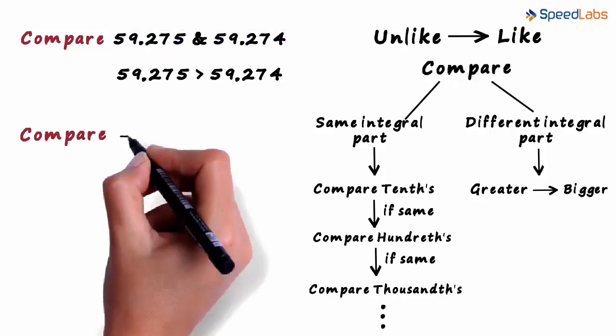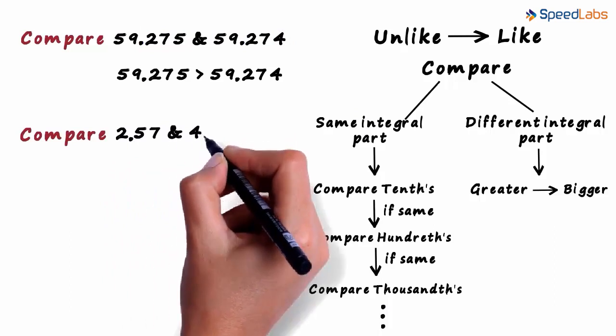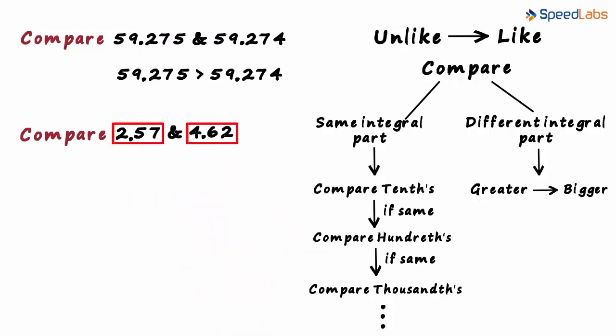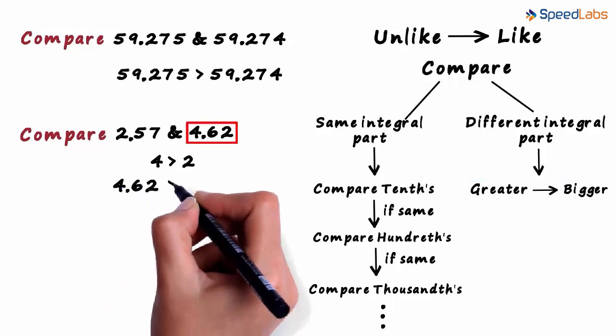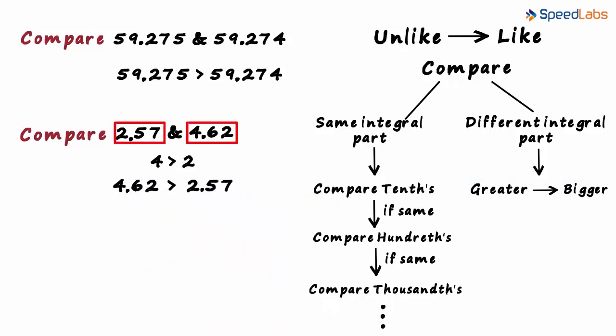Now let's compare 2.57 and 4.62. Both decimal fractions are like, so we don't really need to convert them. Next, we compare the integral parts. We can see that the integral parts are different. 4 is greater than 2. If the integral parts are different, we can be sure that the decimal fraction with the greater integral part is bigger, which is why we can say that 4.62 is greater than 2.57.